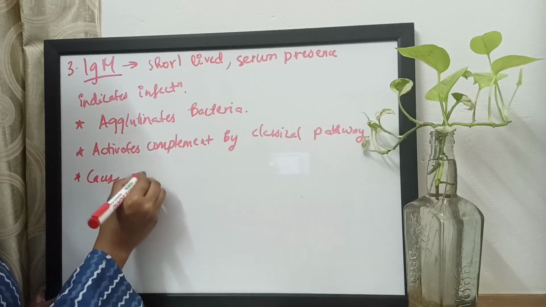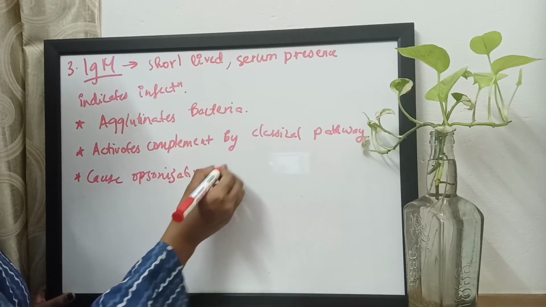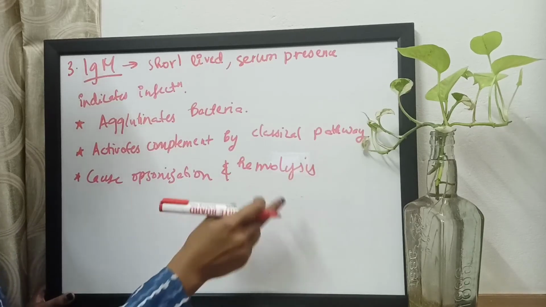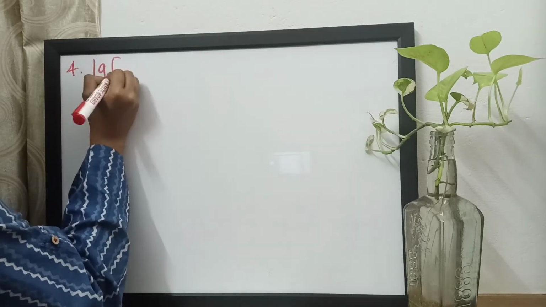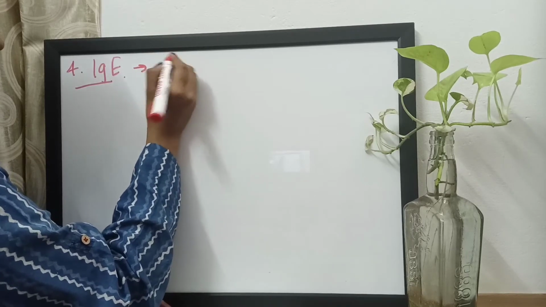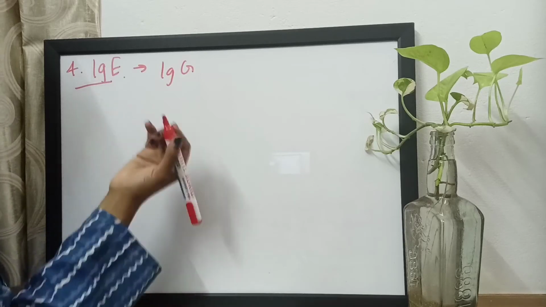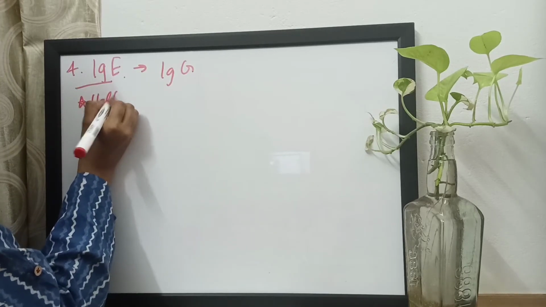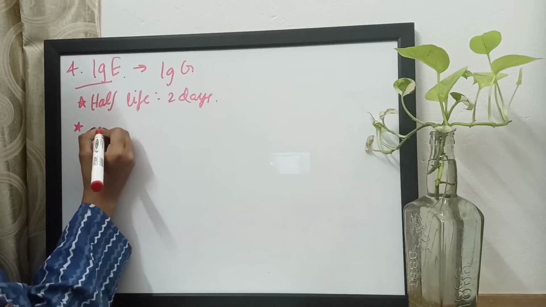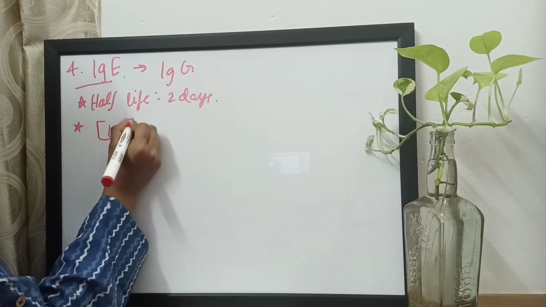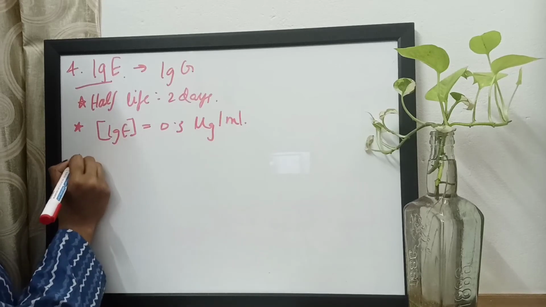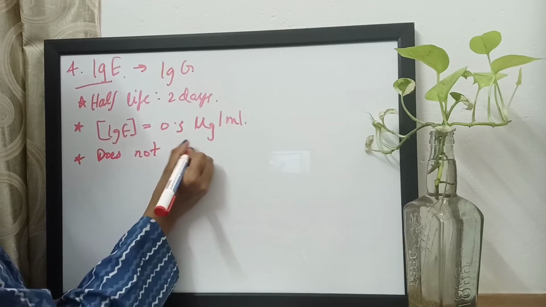It causes opsonization and also hemolysis, immune hemolysis. For IgE, the structure of IgE is more or less the same, similar to IgG. It has a half-life of 2 days. The normal serum concentration of IgE is 0.3 microgram per ml. It does not cross the placenta.